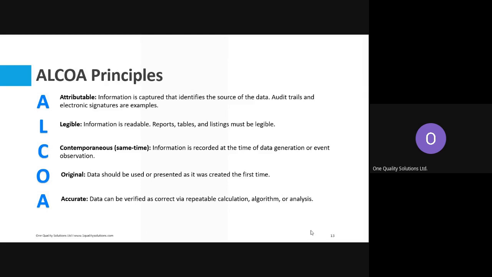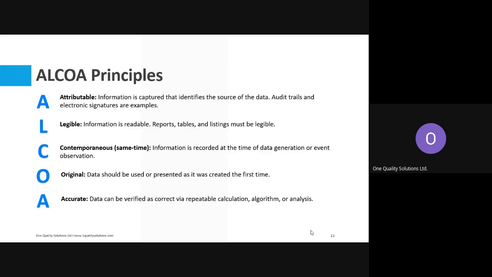C for contemporaneous. That also means the same time. After doing something, testing something, you need to write immediately. You cannot wait 1 hour or one day to write something, or write before doing something. Backdating or back timing is not allowed. Similarly, you cannot write or document something before completing any analysis or task.